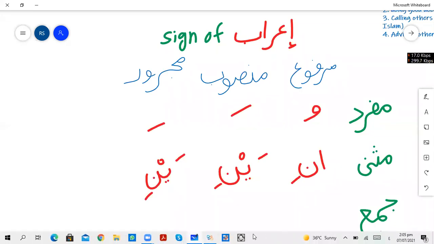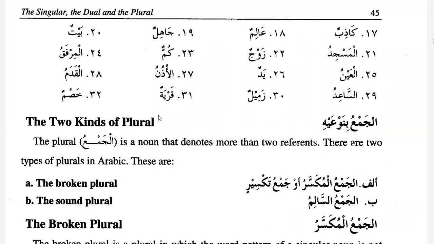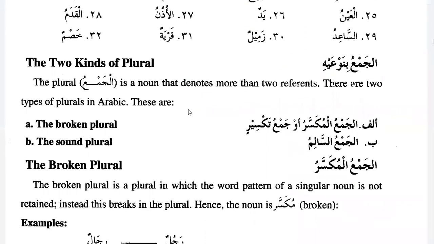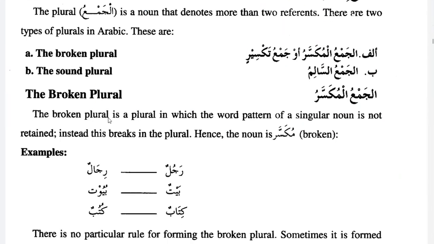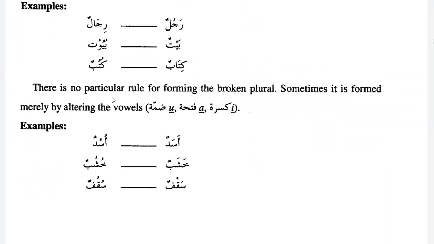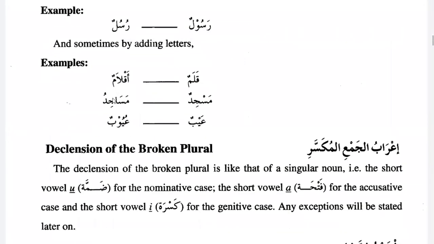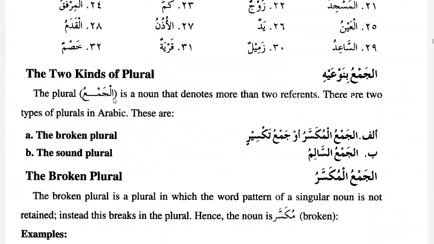Now inshallah we will look at jama. So we have two kinds of plural. One is called jama mukassar, which is known as broken plural. Another is known as jama salim, which is known as sound plural. So of course both will have two categories, masculine and feminine. So we will learn the plural in detail today inshallah.